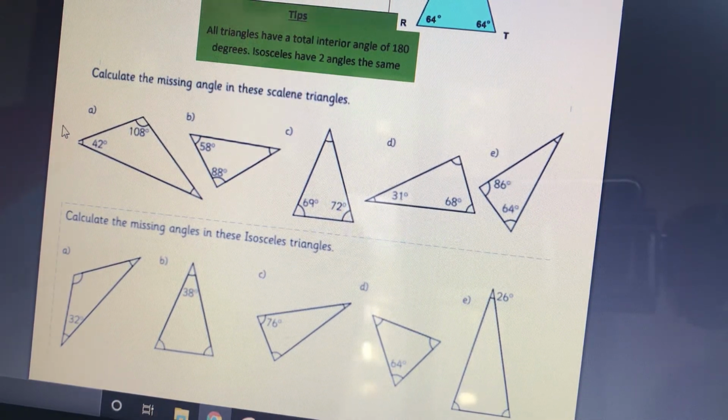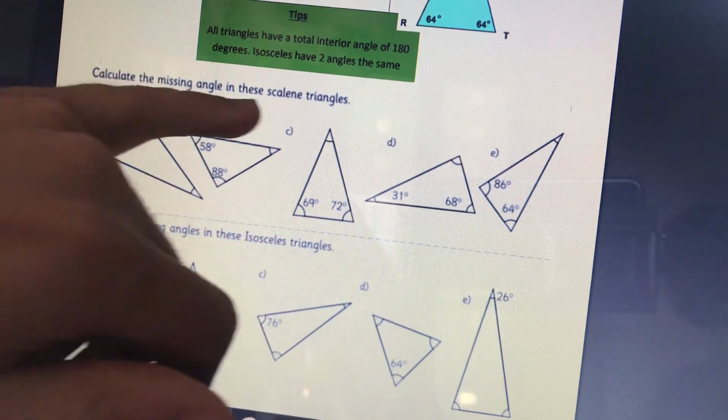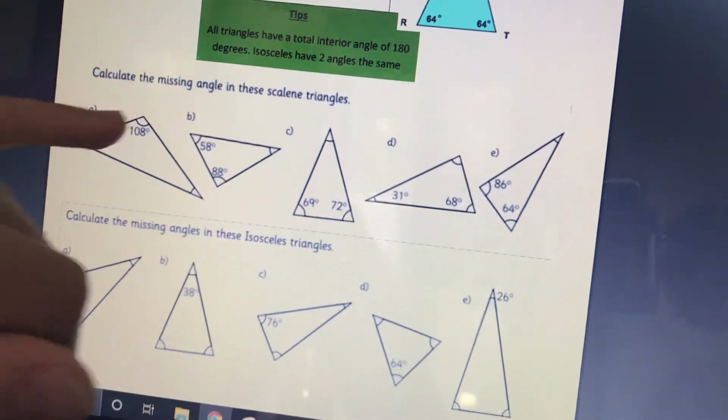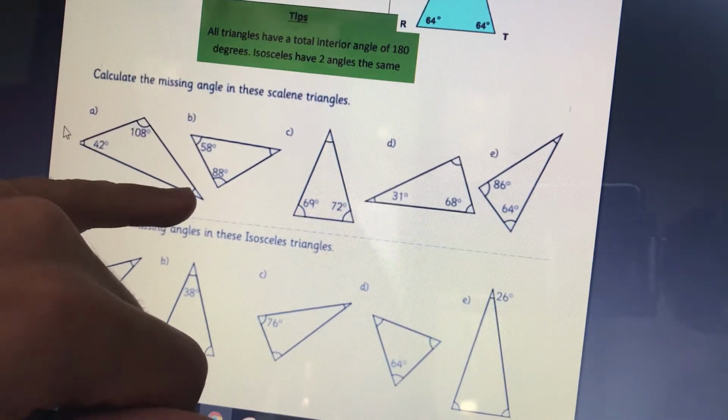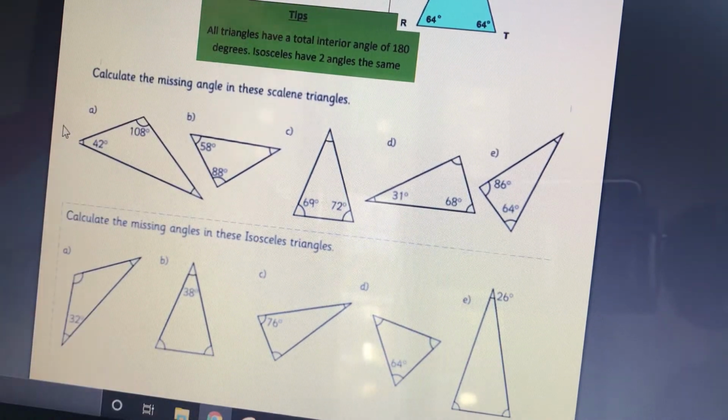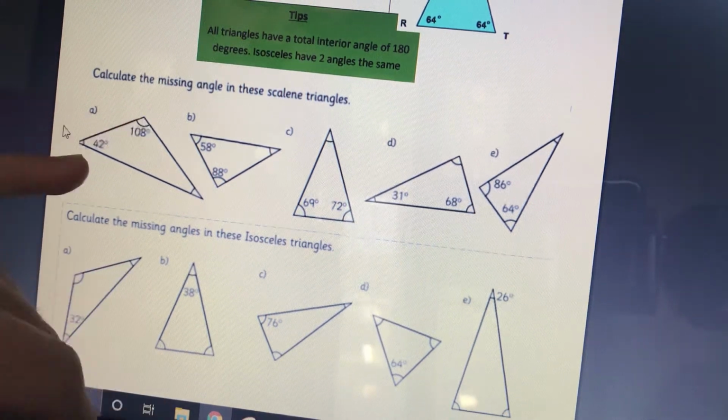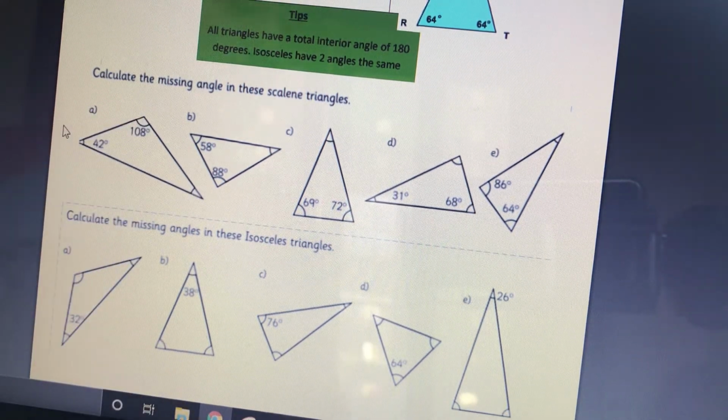Isosceles have 2 angles the same. You should remember that scalenes, none of them are the same. The other thing, even if you didn't remember, your first set, it says here, are scalene triangles. If you're given 2 of the angles and you're only finding the last one, you're just making 180. Even if you can't remember what a scalene triangle is, if you look at a question and you've got 2 of the angles and you're finding the third one, we just add them together.